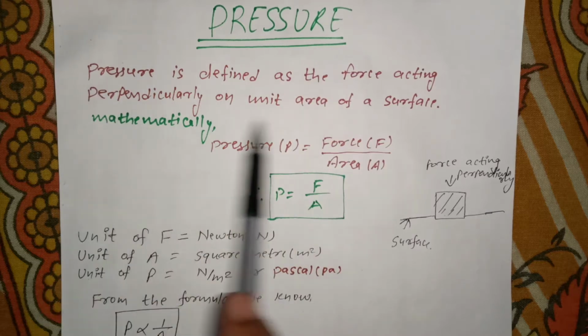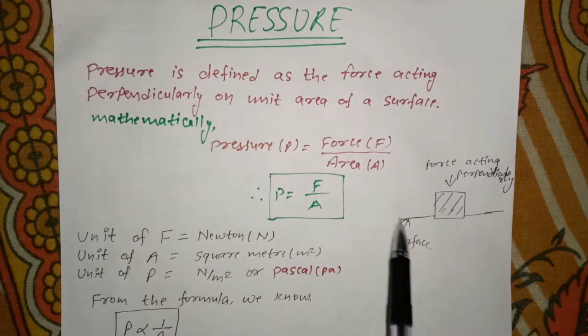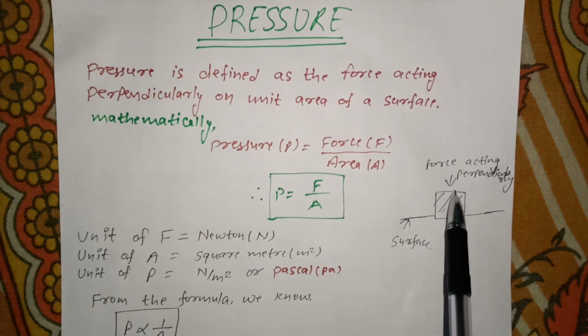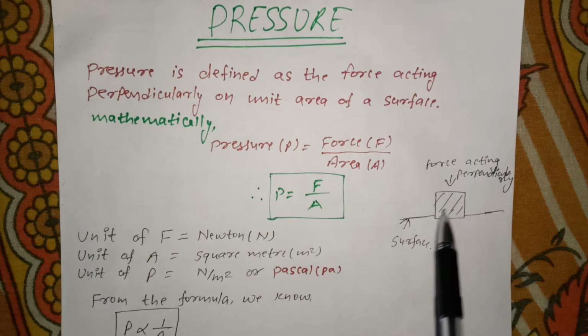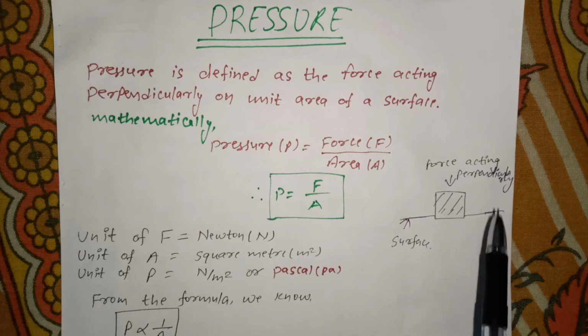Now the definition can be well understood by watching this figure. Here this is the surface, this line is the surface and this is the object that is applying force perpendicularly on the surface. Now because of the pressure, the structure of the surface has been destroyed.